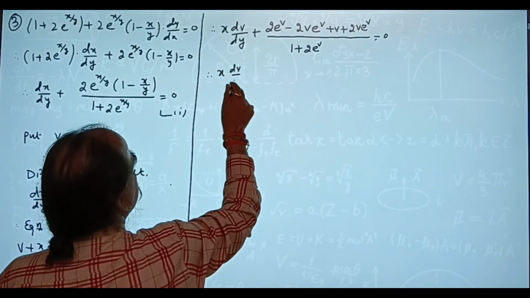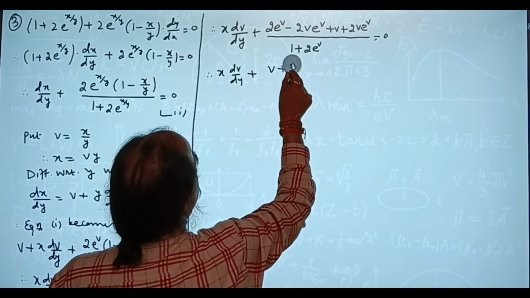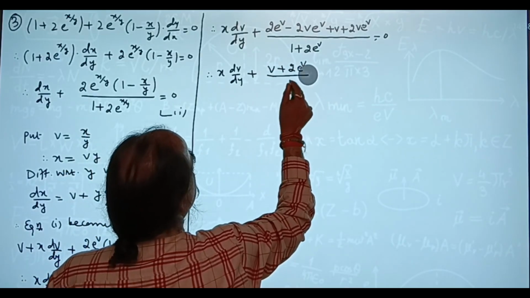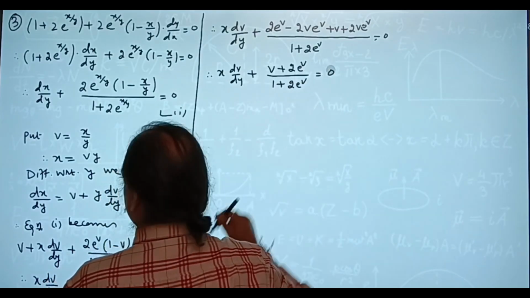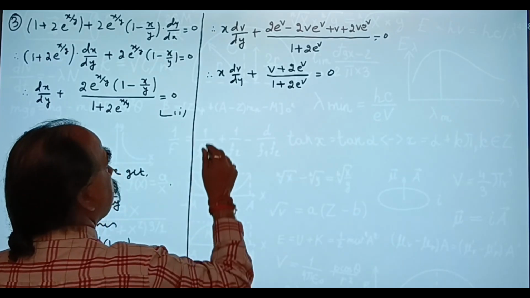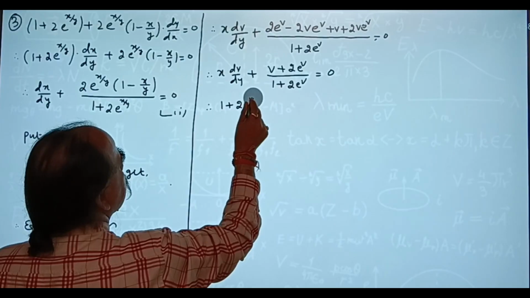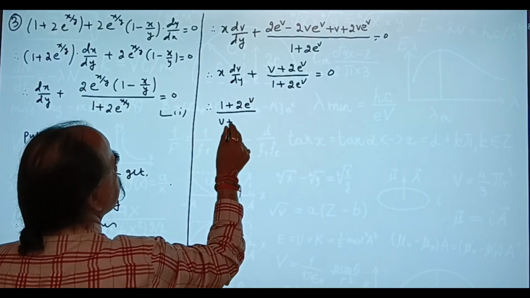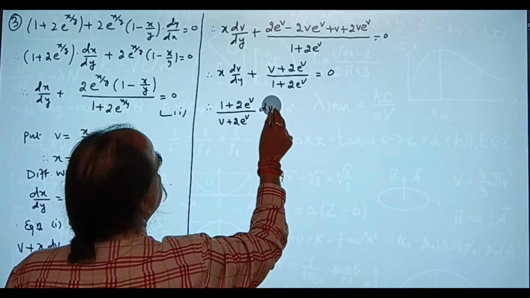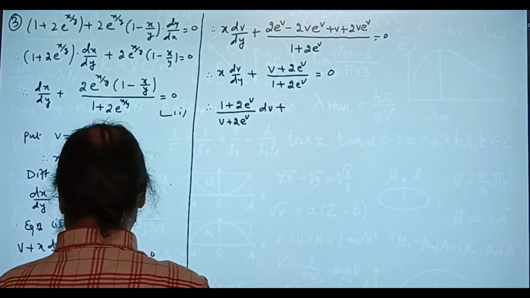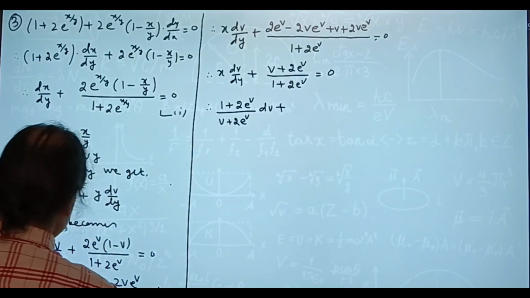x dv by dy plus v plus 2 e raised to v upon 1 plus 2 e raised to v is equal to 0. Therefore, 1 plus 2 e raised to v upon v plus 2 e raised to v dv plus dy upon y. Sorry.